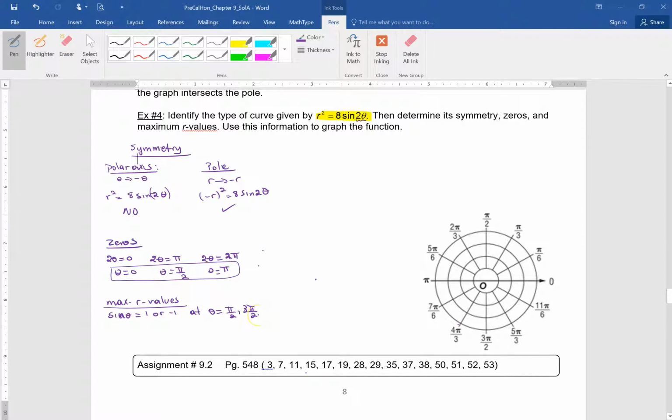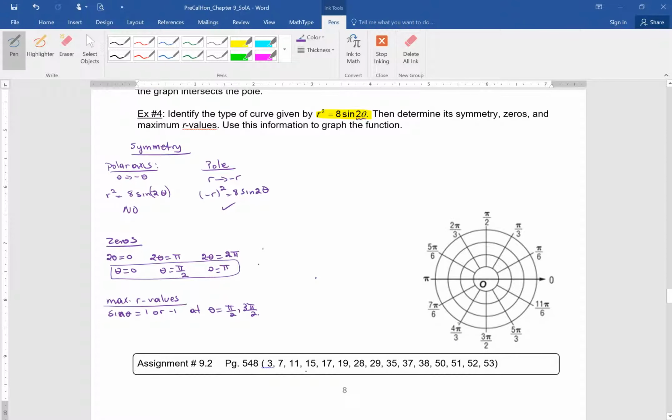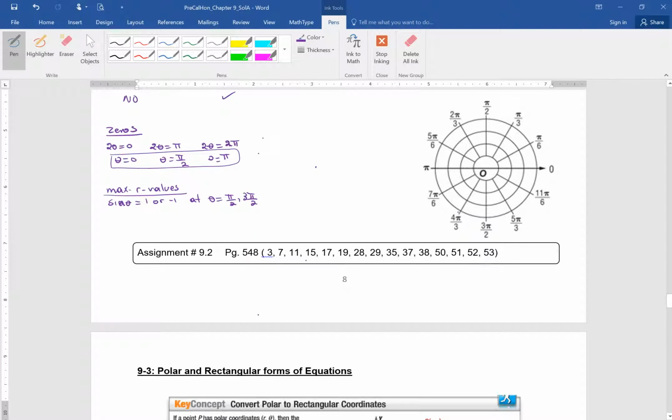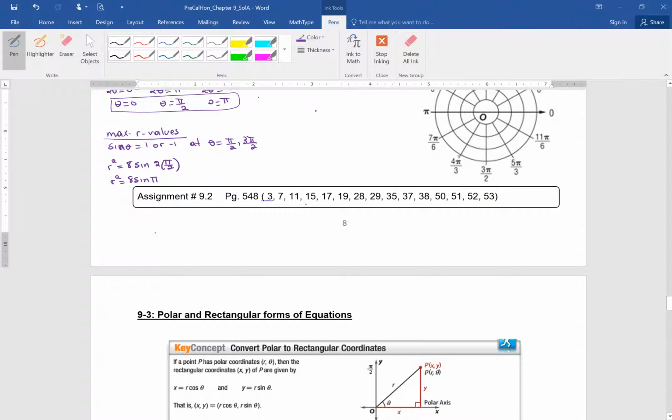So now you plug those into your r. So in this case, r squared is 8 sine 2 theta, and you want your maximum r values. So r squared is equal to 8 sine 2 pi over 2, right? So r squared is equal to 8 sine pi. That means, what's sine of pi?